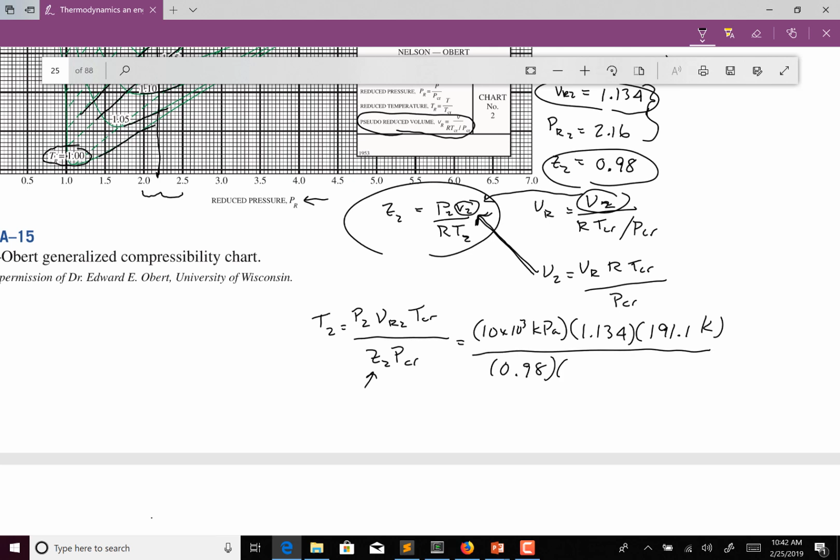0.98 multiplied by the critical pressure, which is 4.64 times 10 to the third kilopascals. And I guess actually we could have left these in megapascals. I forgot that we canceled out the gas constant. Okay, so the kilopascals are going to cancel, and we're left with Kelvin, which is what we want because we're looking for a temperature. So this works out to 477 Kelvin.